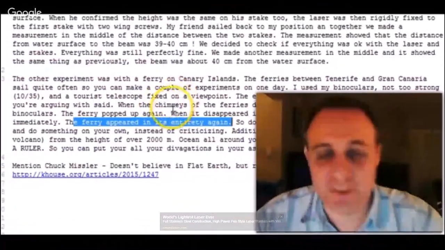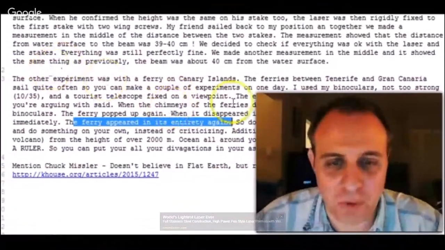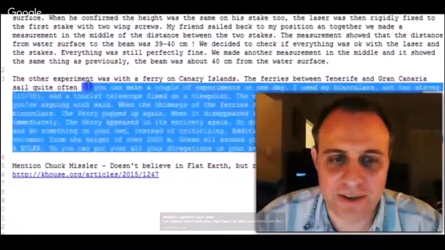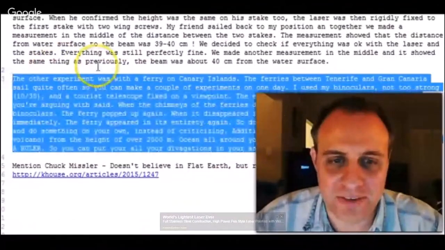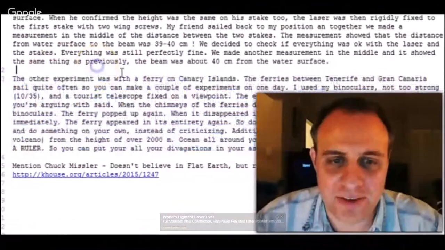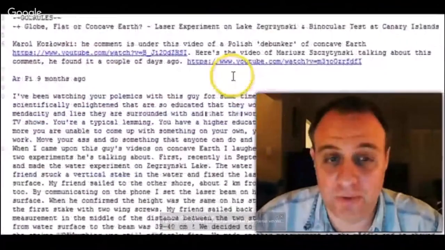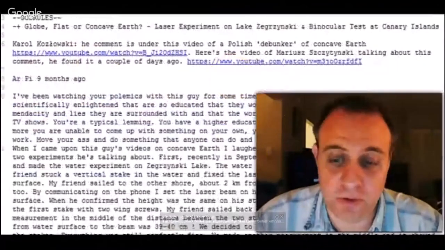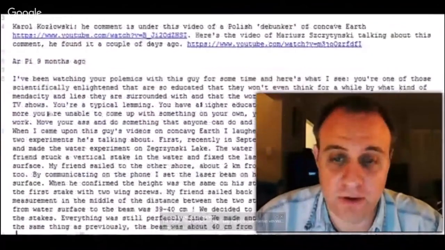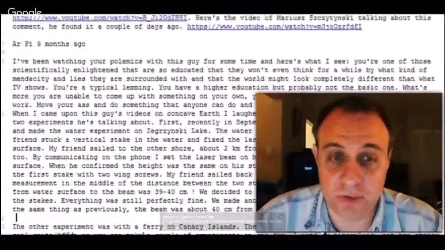And this was in another language too, by the way. This was in Polish. And apparently the guy didn't believe in concave Earth at all, but he was being objective and he wanted to test it to see who was telling the truth. And he did the 2 experiments the man mentioned, and it showed something indeed is going on here.